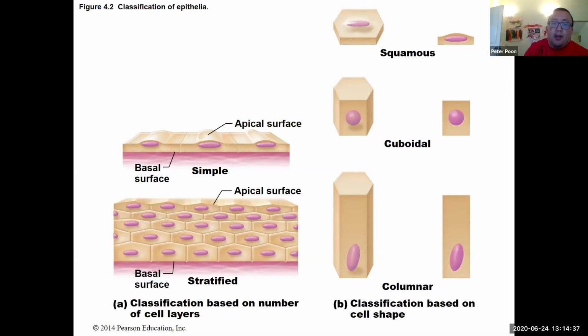Okay, the last thing, when we look at whether a stratified layer is squamous, cuboidal, or columnar, you always look at the apical surface, okay? Not the basal surface. See how these look cuboidal and these look squamous? This is squamous. So to classify this correctly, it will be stratified squamous. This would be simple squamous, okay?